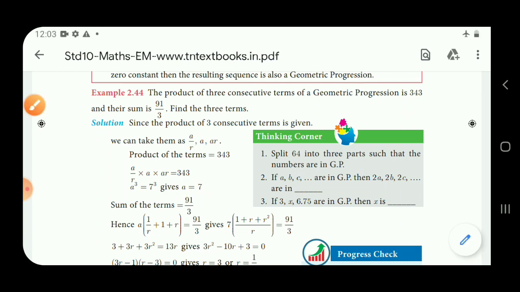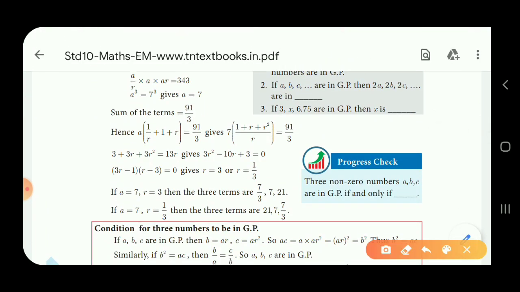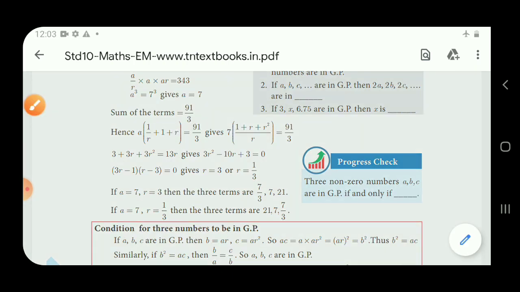So now we can see the sum of the terms. This is also given in the question. The sum of the terms is 91 by 3. So the sum of the three terms, a by r plus a plus ar, commonly we can take a, so 1 by r plus 1 plus r remaining, equals 91 by 3. So the value of a we can use as 7, and 91 by 3.